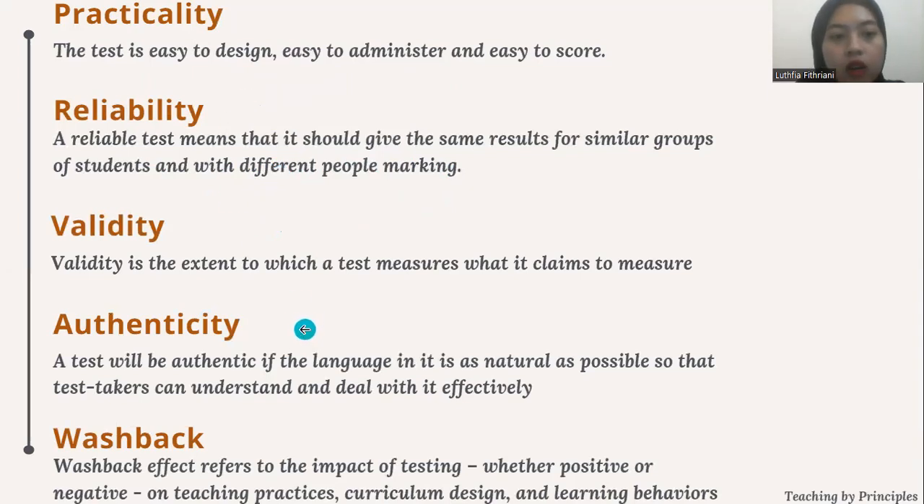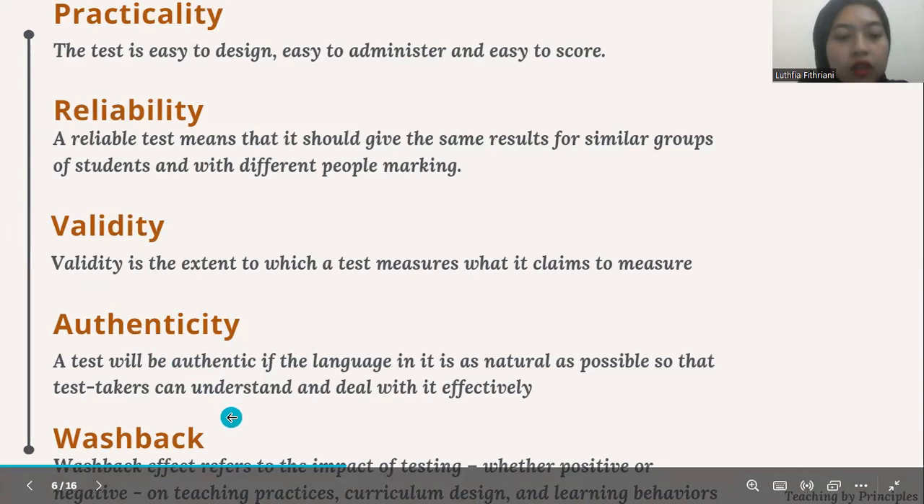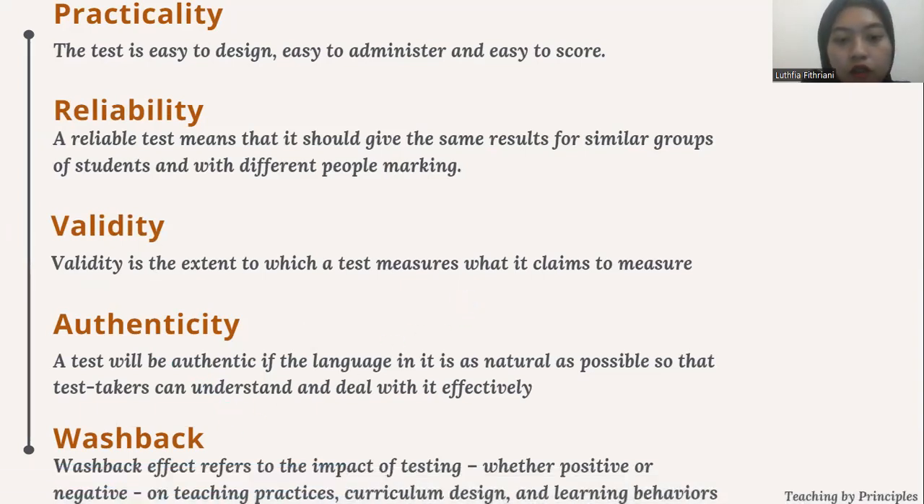The fourth is authenticity. A test will be authentic if the language in it is as natural as possible so that the student or test takers can understand and deal with it effectively. The fifth is washback. Washback effect refers to the impact of testing, whether positive or negative, on teaching practices, curriculum design, and learning behaviors.